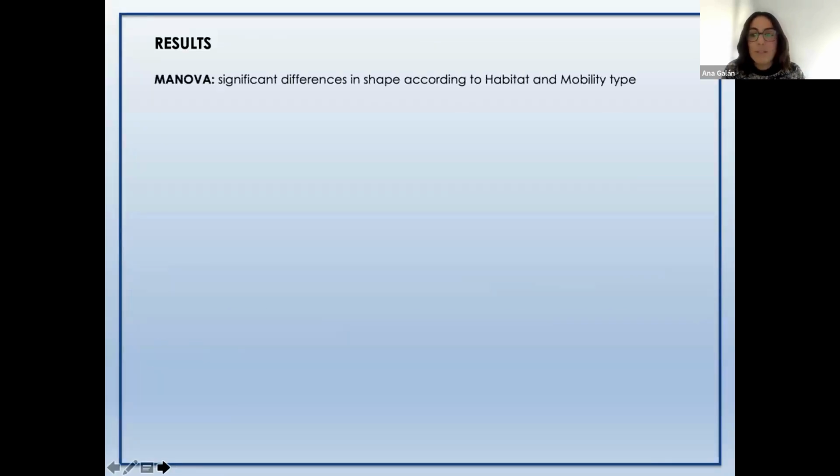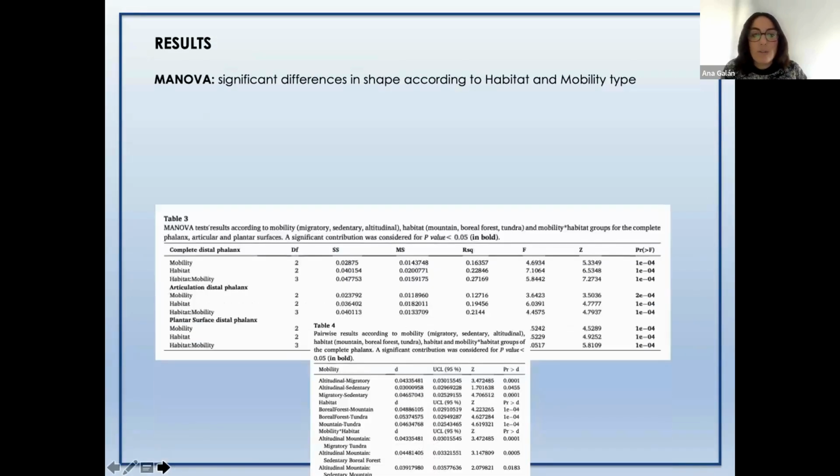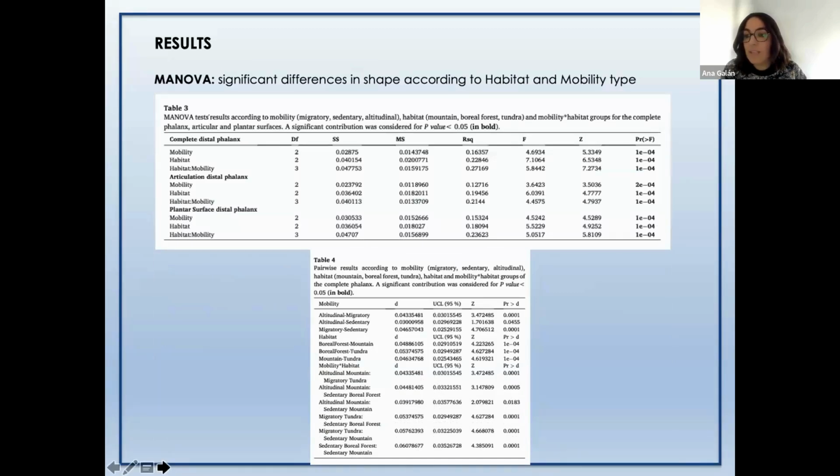Then, we tested whether differences between groups suggested by the PCA were statistically significant through a MANOVA, and the results show significant differences in shape according to habitat and mobility type, but also a significant interaction between the two factors. When the sample is pooled by mobility and habitat groups, significant differences were found between all the categories. Additionally, statistical analysis of the interaction between these two factors showed significant results, and pairwise comparisons reveal differences between all the subgroups.